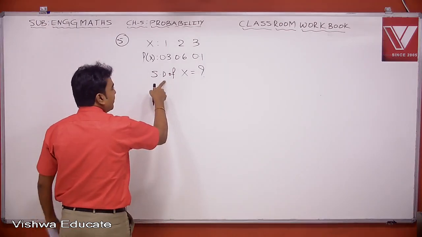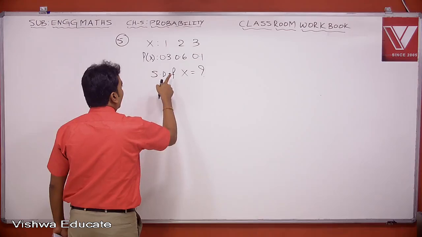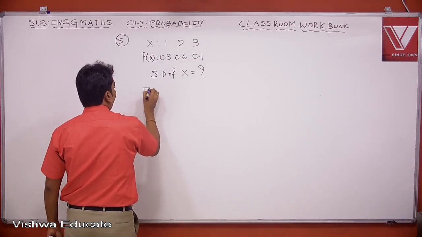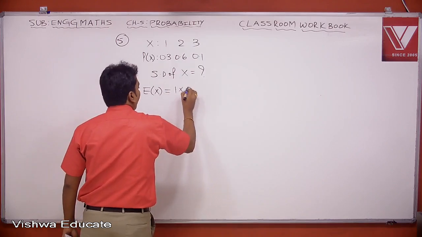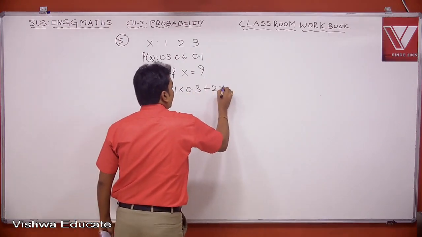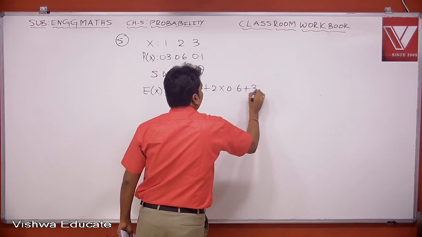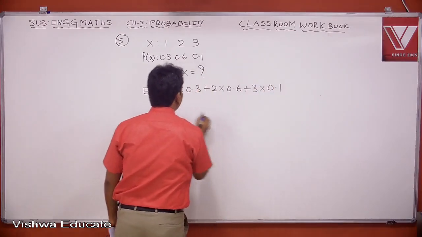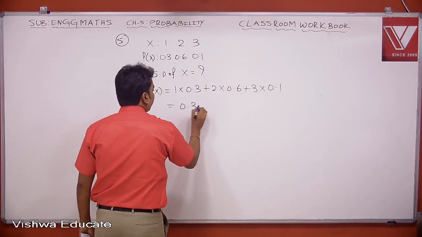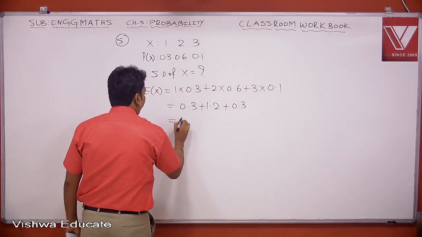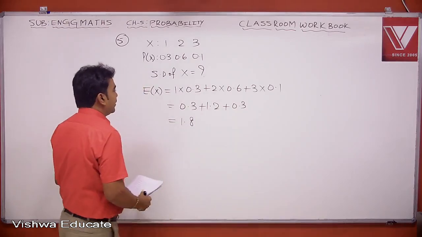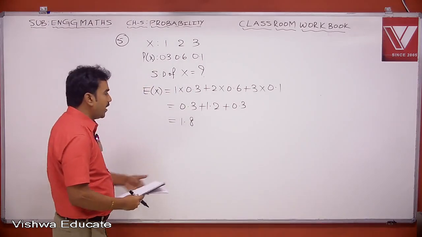Actually, for standard deviation, variance is required, and for variance, mean is required. So at first, let us try to find mean value. E of x is 1 into 0.3 plus 2 into 0.6 plus 3 into 0.1. So this is 0.3 plus 1.2 plus 0.3. So therefore this is 1.8. So here mean value is 1.8.